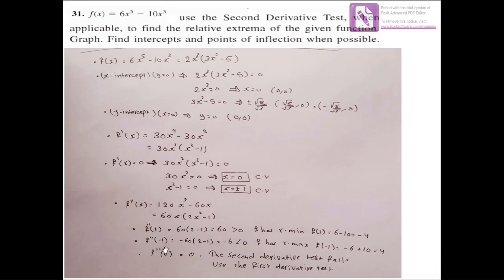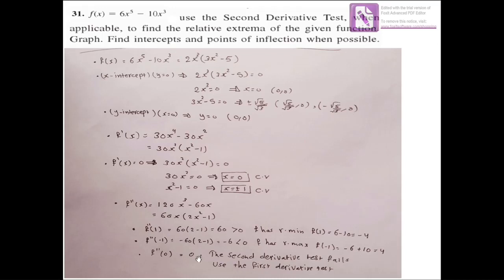And f double prime at minus 1, replacing x here by minus 1, we get minus 6. So minus 6 is less than 0, and we conclude f has a relative maximum. f of minus 1, replacing x here by minus 1, we get minus 6 plus 10, which gives us 4. So here we have a relative maximum.